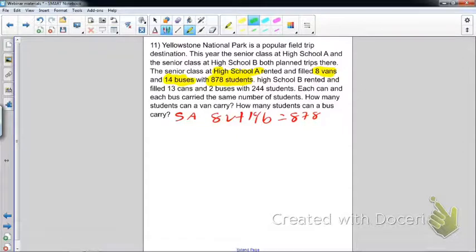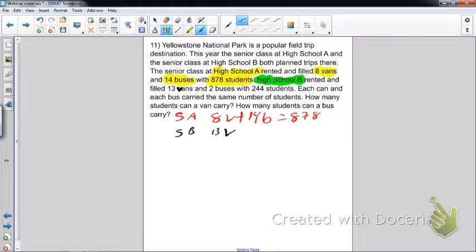I'm going to continue reading. It says high school B. Okay, so now I have my second equation. We'll call it SB. Says that they rented 13. That should say vans, by the way. Sorry. Let's change that to V.